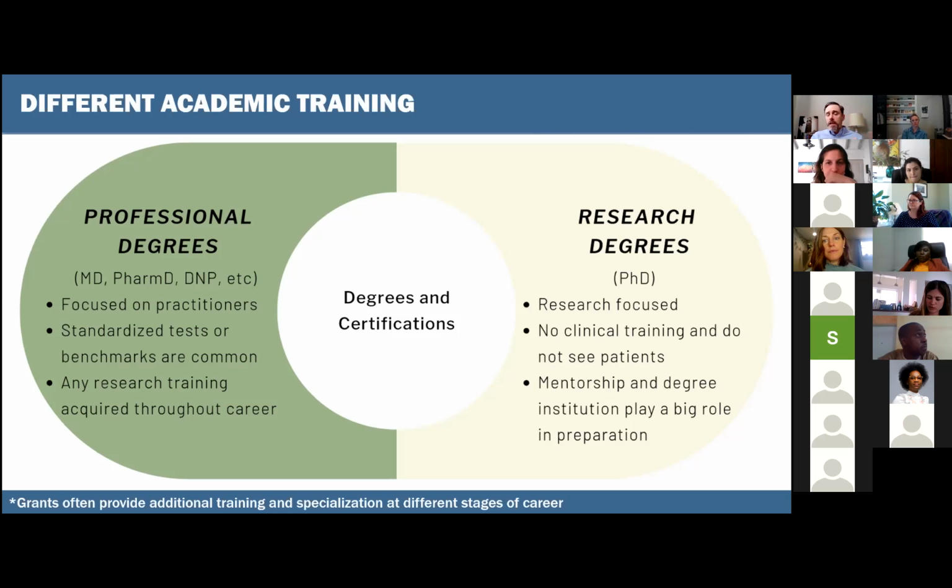Are they going to be seeing patients, or are they just going to be in the laboratory? Do they have formal research training, or is it something that they've kind of learned on the job? I think it's also important to recognize, and I've got a note here on the bottom, that when they receive grants, sometimes the grant is intended to provide training around certain things. So if someone only had that professional degree and they were just trained as a physician, they might receive a grant that helps them learn the research skills.